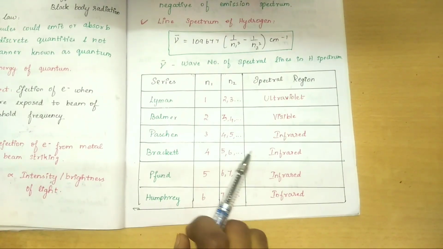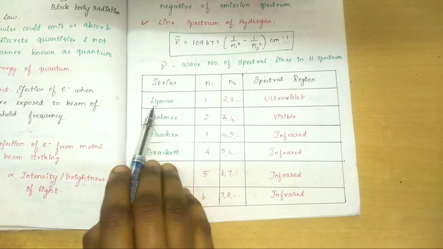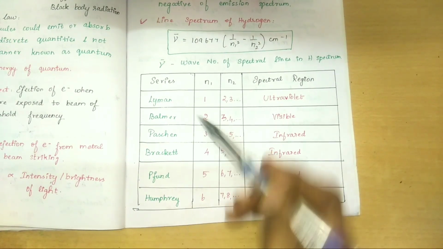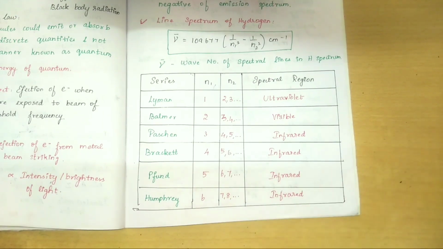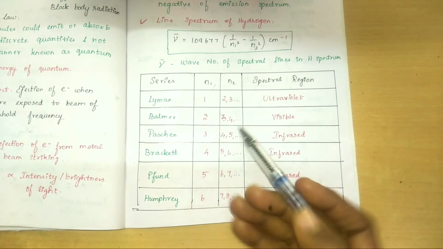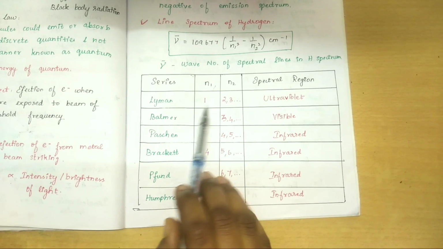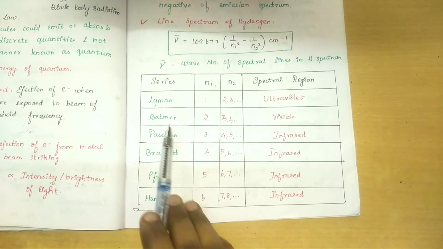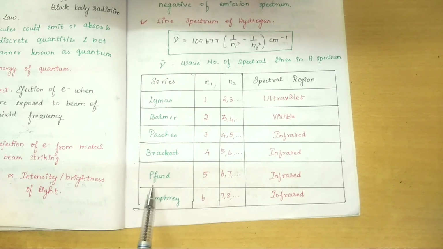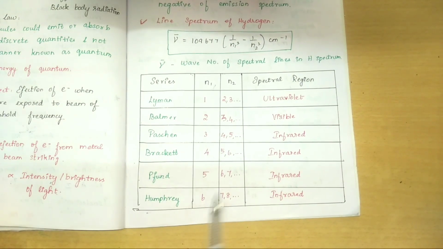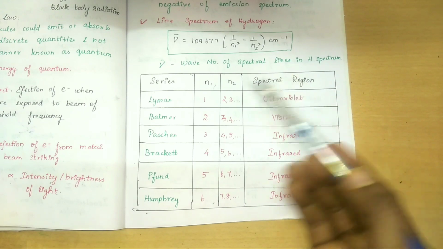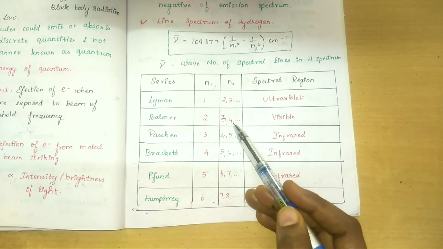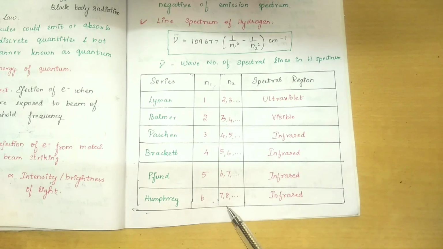Then we have different types of series. The first one is the Lyman series, then Balmer, Paschen, Brackett, Pfund and Humphrey. What are the n1 values? The n1 values mean the ground state. Lyman has the first shell as its ground state, Balmer has the second shell as its ground state, Paschen is 3, Brackett is 4, Pfund 5 and Humphrey is 6. n2 means the next level, after n1, going up to infinity. For n1 equal to 1, n2 is 2, 3, 4 and so on. Likewise we can continue.